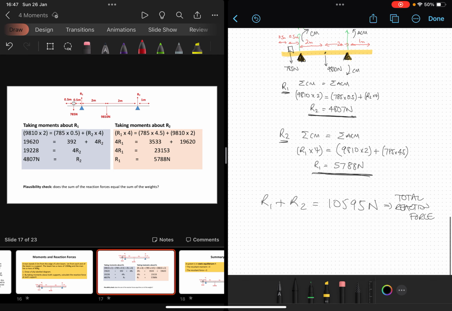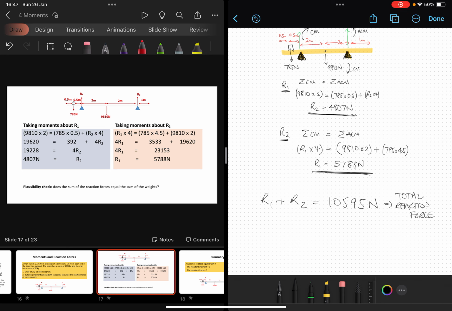force acting upwards. So we do a little test and we kind of go, let's add up the weights acting downwards. So let's add up F1 and F2. 785, that's F1. 9,810, that's F2. 10,595 newtons. Total reaction force and total weight are the same value, and they should be.